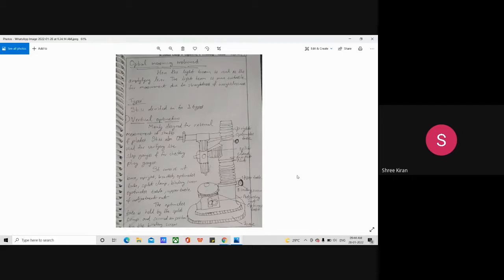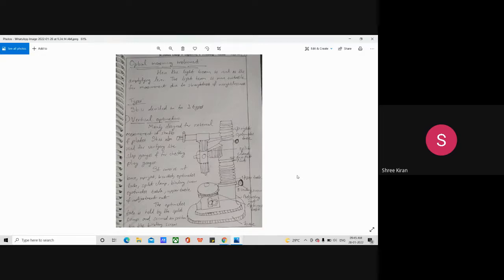With respect to optical measurements, today we are discussing optical measuring instruments. What is the type, what is the purpose, what is the requirement, and what are the various types of optical measuring instruments, all this we will be discussing. Optical means mainly it is light. In the case of measurements, it is always light.